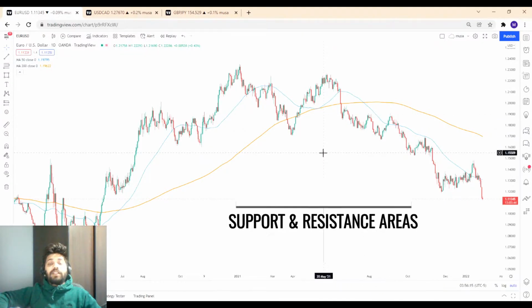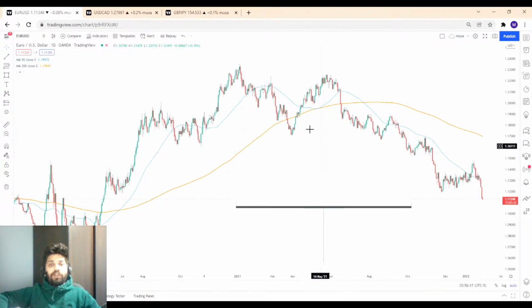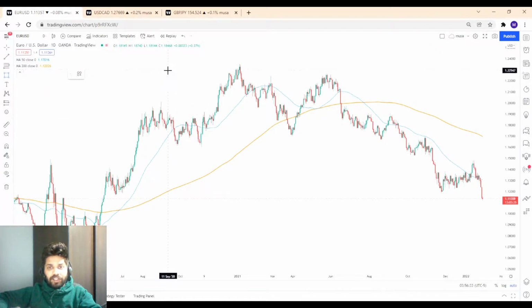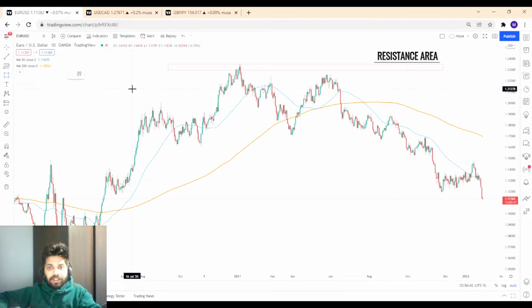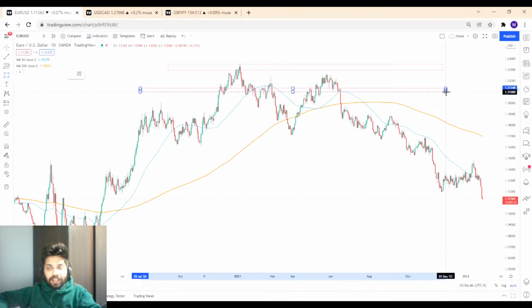Now I will mark the support and resistance areas for you. Support and resistance are those areas where the price has faced rejection and support multiple times. So here it is, the first time the price faced the rejections over here at this level, so I will mark this area as the resistance area. The other prices face support over here, rejection as well. So this is the second area.